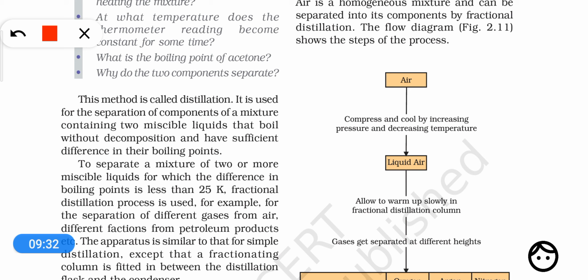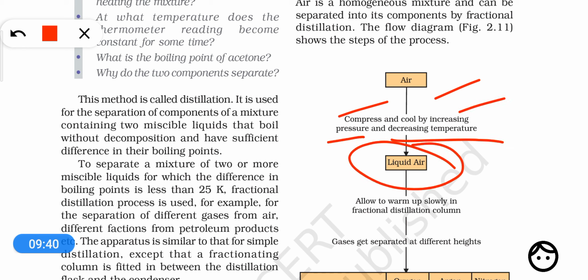So what we do, first of all, air is compressed and cooled by increasing pressure and decreasing temperature. Then we get liquid air. Now this liquid air contains the liquid form of nitrogen, oxygen, and carbon dioxide. Now these are liquids, and you know that liquids can be separated by the distillation process. Here we will use the fractional distillation process. How will we do it? We will allow them to warm up slowly, means we will increase their temperature in a fractional distillation column.